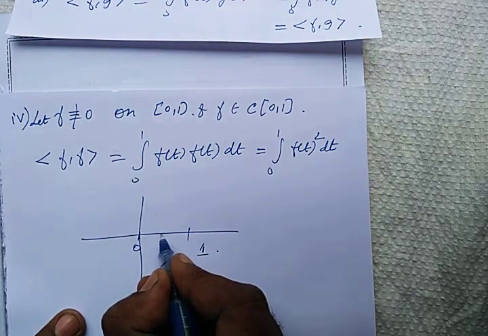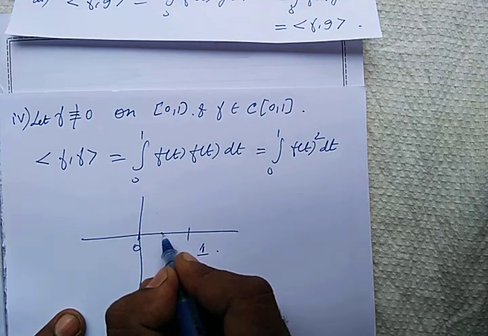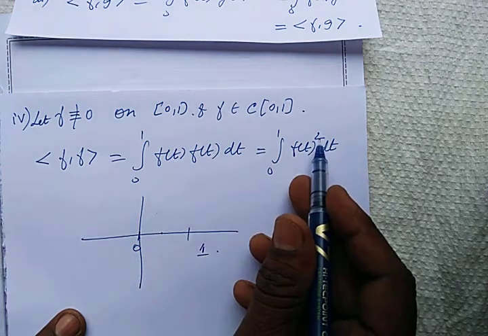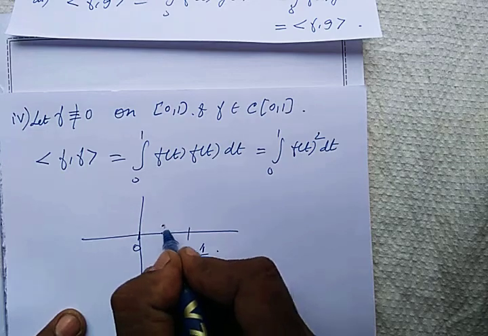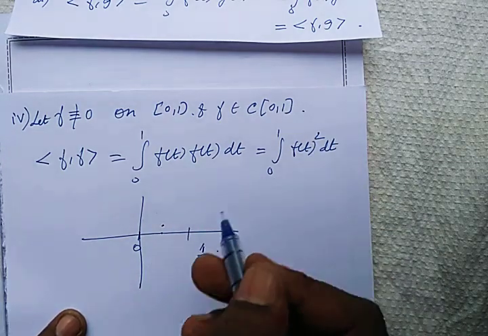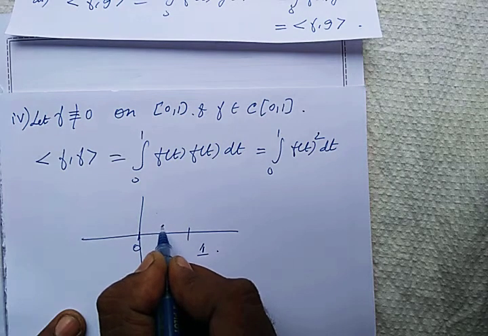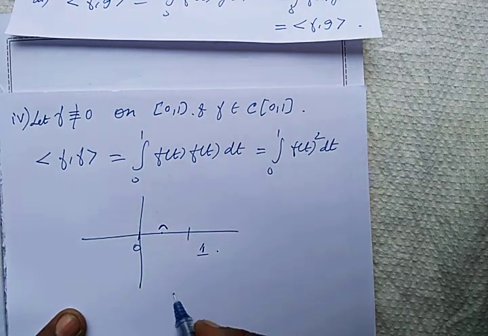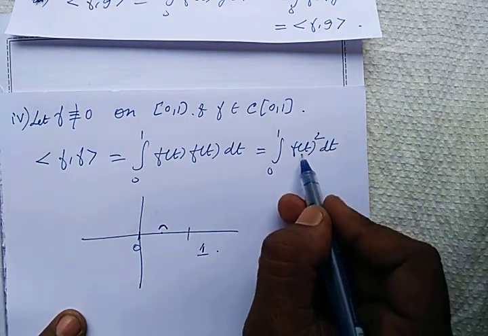So surely at some point f will not be 0. At some point f will not be 0. So f of t at that point, f square will be positive only. f is a continuous function, so near that point there must be a curve like this one. So if you integrate this one, you get f of t is a non-negative function.